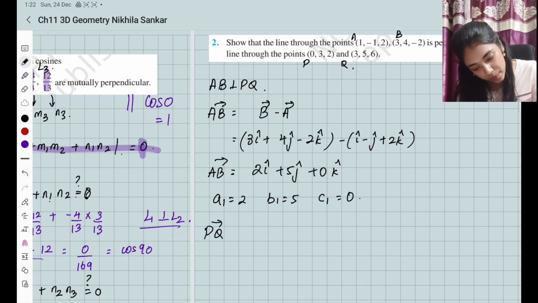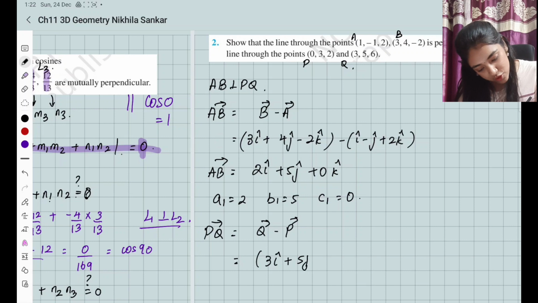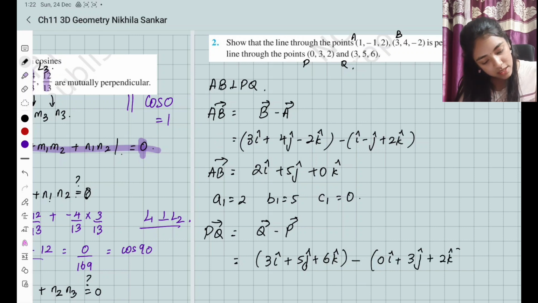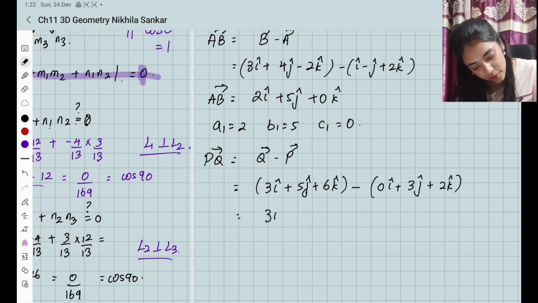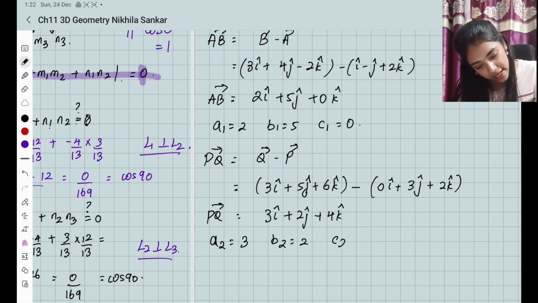In the same way, for the PQ line it is going to be Q minus P, which means Q is 3i cap plus 5j cap plus 6k cap minus P, which is going to be 0i cap plus 3j cap plus 2k cap. So when I subtract this, I have 3 minus 0 is going to be 3i cap, 5 minus 3 is going to be plus 2j cap, 6 minus 2 is going to be plus 4k cap. So this is the PQ vector. And the direction ratios are going to be A2 equals 3, B2 equals 2 and C2 equals 4. So A2, B2, C2 are found.